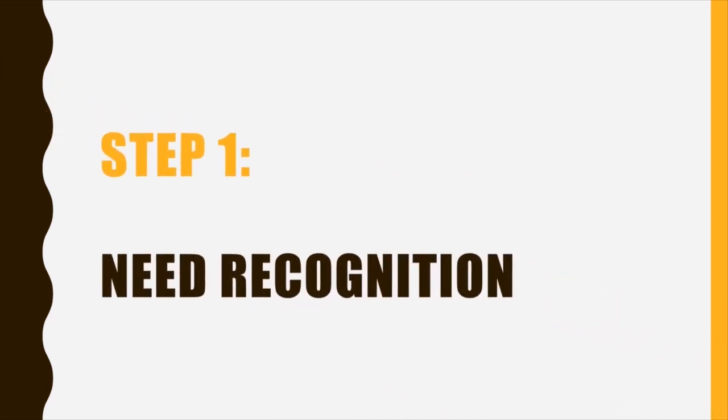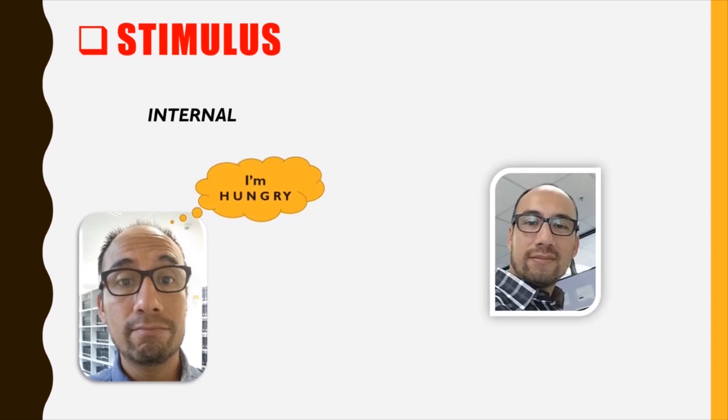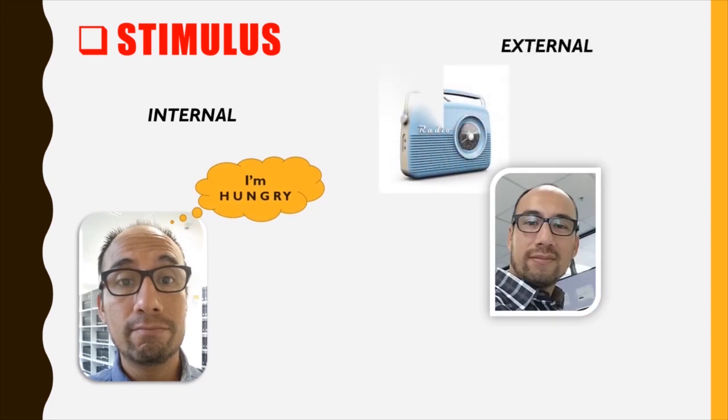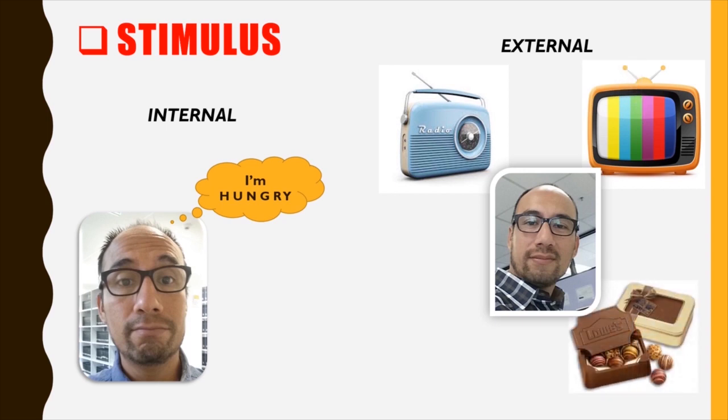Step 1: Need recognition. This step occurs when there is an imbalance between my actual and desired state. It is necessary to identify 3 points here. Talking about chocolates, this step begins with a stimulus, an internal one, which for me is definitely hunger, and an external one, when I listen to a radio ad or watch a TV chocolate spot, or see a chocolate in fancy packaging at the supermarket, or listen to a recommendation from my sister.